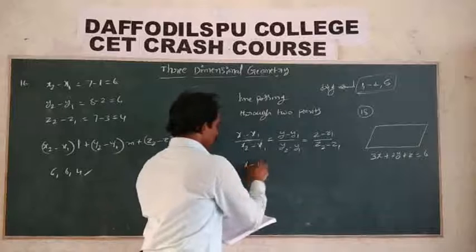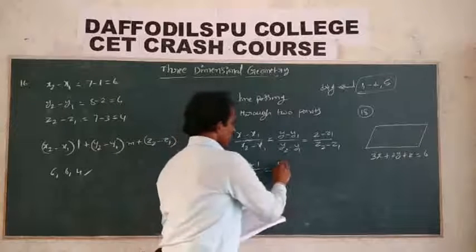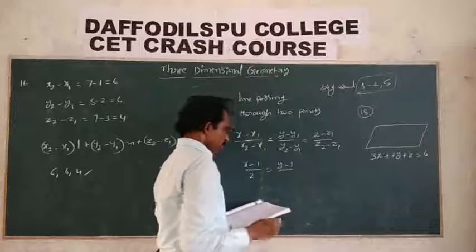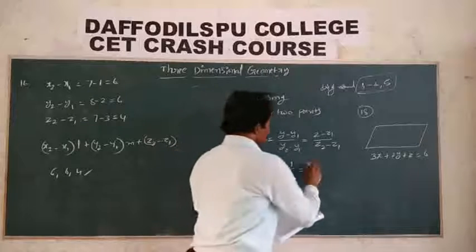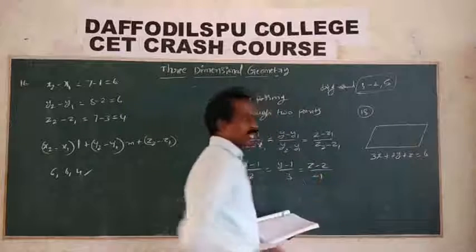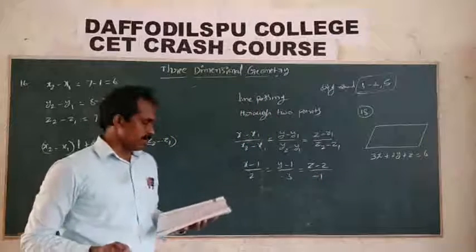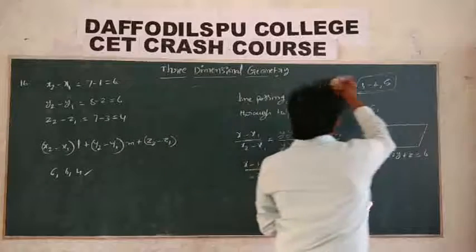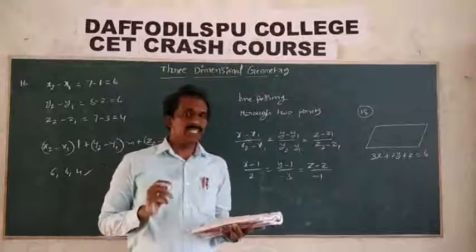Right. (x minus 1) by (3 minus 1) which is 2, (y minus 1) by (-2 minus 1) which is -3, and (z minus 2) by (1 minus 2) which is -1. This is the line equation passing through the points (1, 1, 2) and (3, -2, 1).